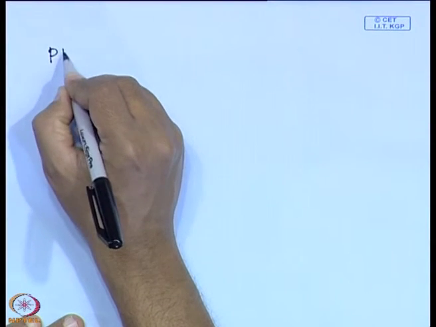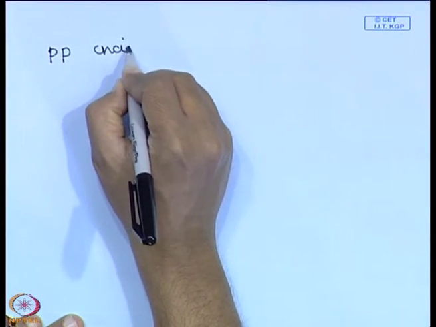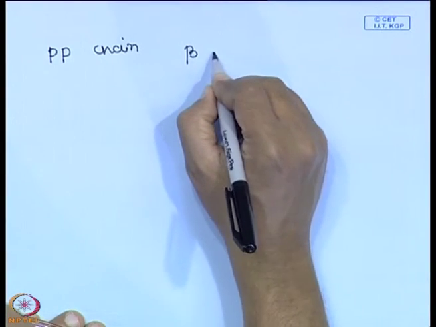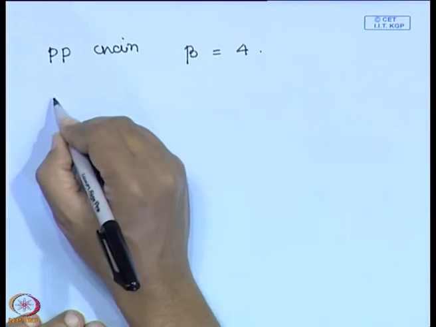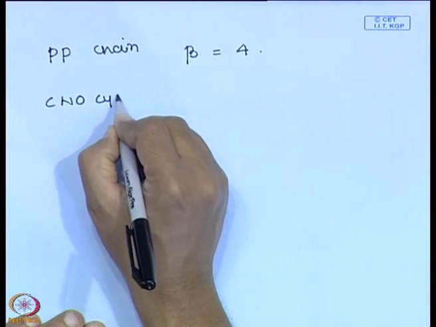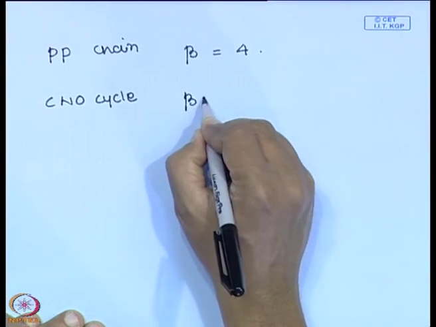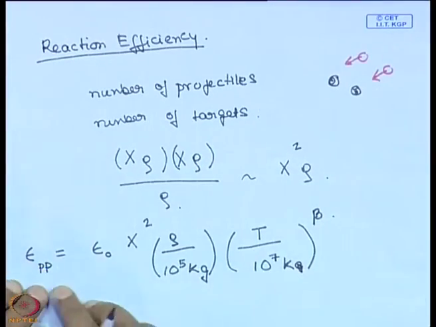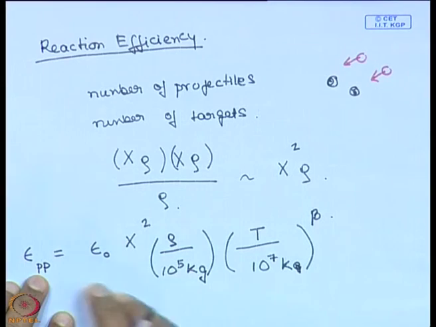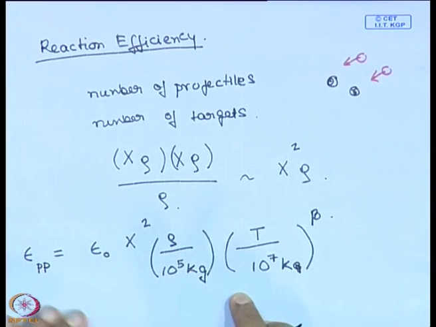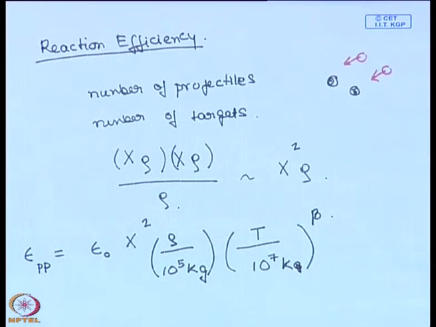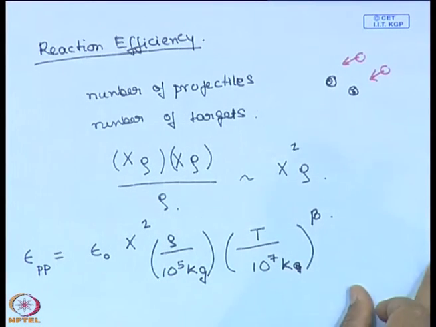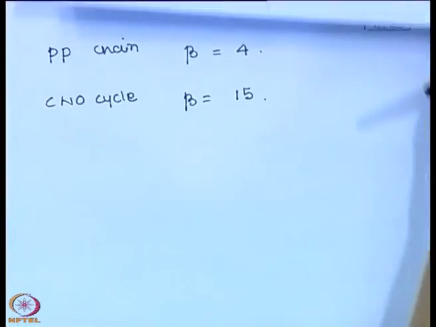Not for the sun, for the pp chain, beta is known to have a value around 4, and for the CNO cycle, beta is known to have a value around 15. So, the CNO cycle has a very strong dependence. The rate at which energy is released through the CNO cycle has a very strong dependence on the temperature, and it becomes much more effective at higher temperatures.